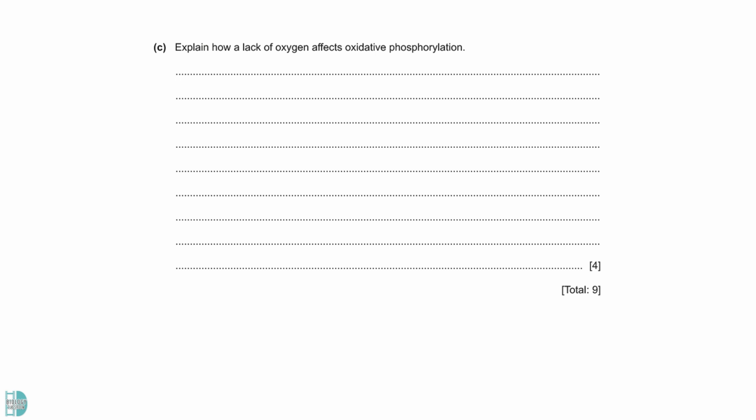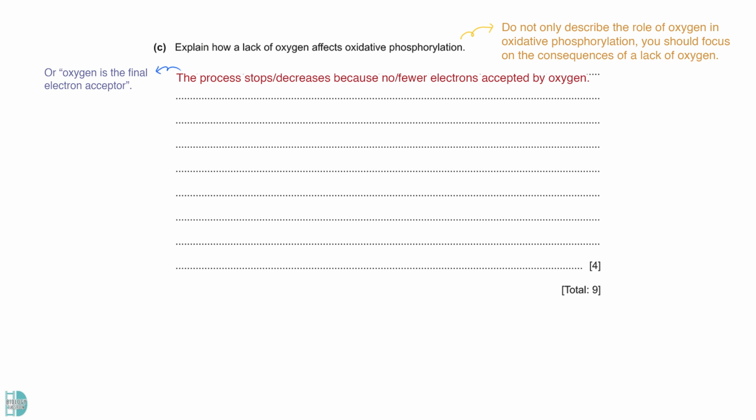C. Explain how a lack of oxygen affects oxidative phosphorylation. To get full marks for this question, do not just describe the role of oxygen in oxidative phosphorylation. Your answers should provide the consequences when there is a lack of oxygen. The process would stop or decrease because fewer electrons would be accepted by oxygen. This is because oxygen is the final electron acceptor.